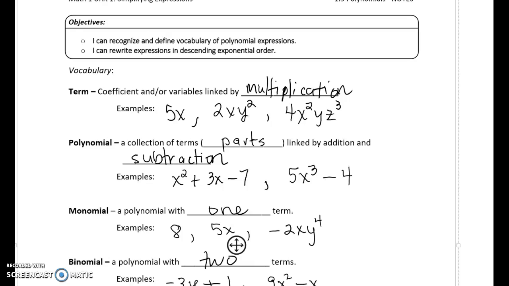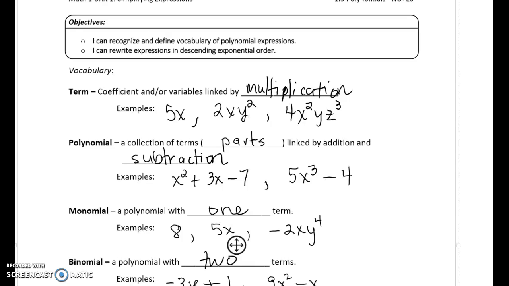You see here some examples like 5x, which again we know is just 5 multiplied by x, but together we just write 5x, or 2xy squared, or 4x squared y z cubed, right? Every one of those factors that make up the term are being multiplied to each other, making up just the one term. So each of these are considered a term.